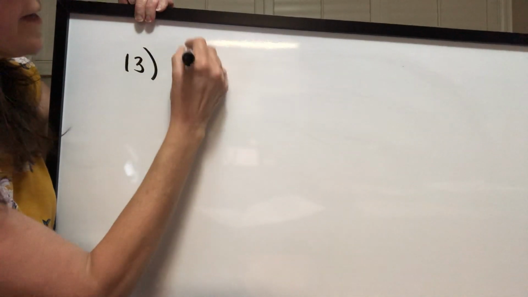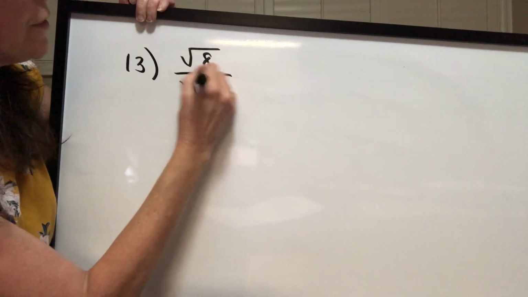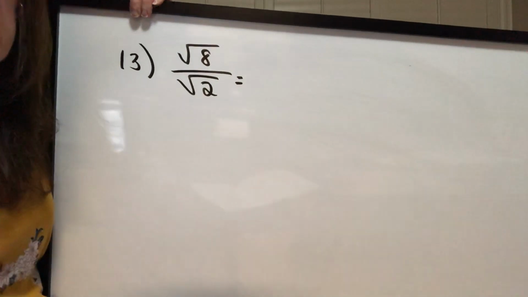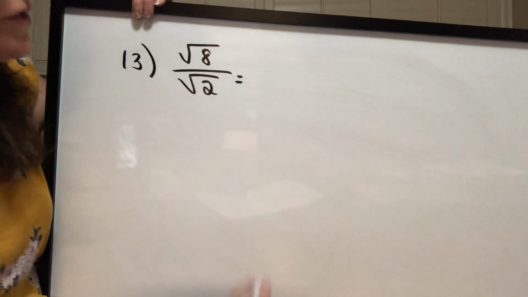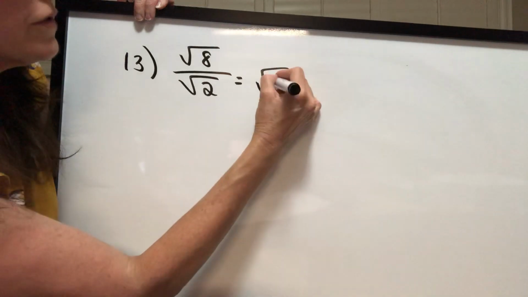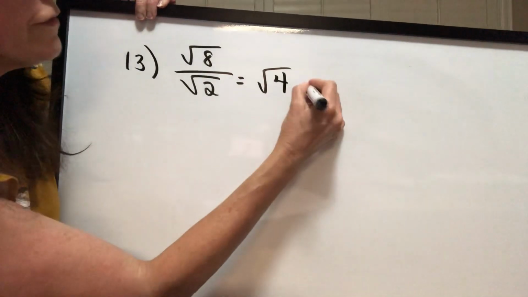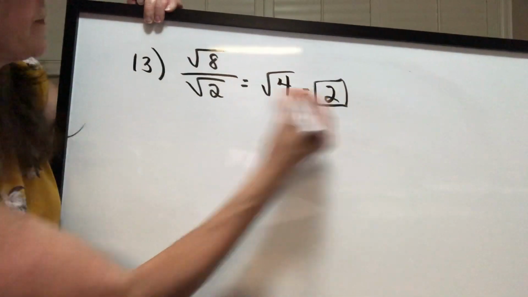Okay, so dividing works kind of the same way in that as long as it's the same type of root, you will be able to divide. So both of these are square roots on number 13, so we are allowed to say 8 divided by 2 is 4, and we all know that the square root of 4 is 2, so we got that.